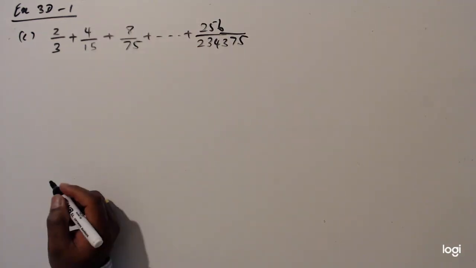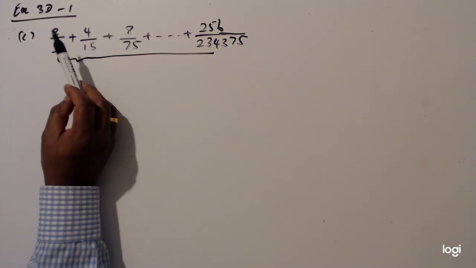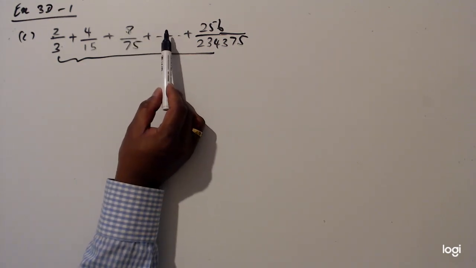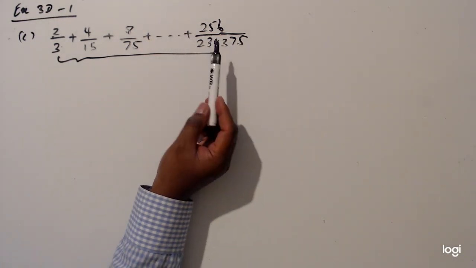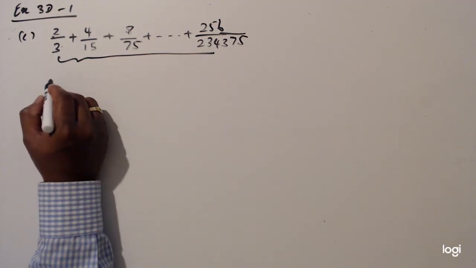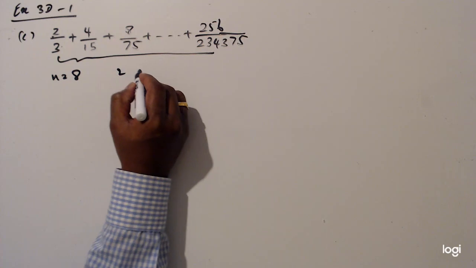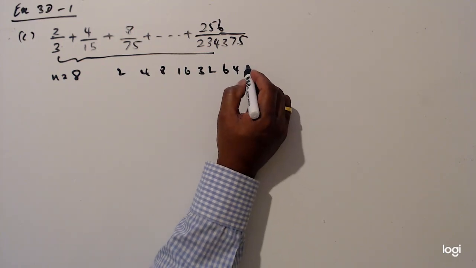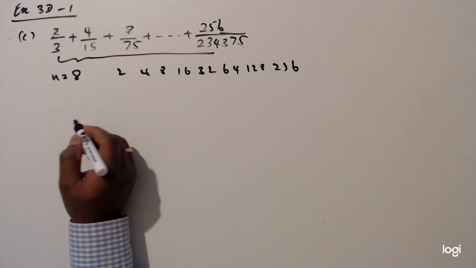Part C, we need to find the addition of those terms. How many terms are there? This is first term, second term, third term. When I look at the numerator patterns, 2, 4, 8, 16, 32, 64, 128, 256. I trace the numerator: 3, 4, 5, 6, 7, 8. So the n value is 8.